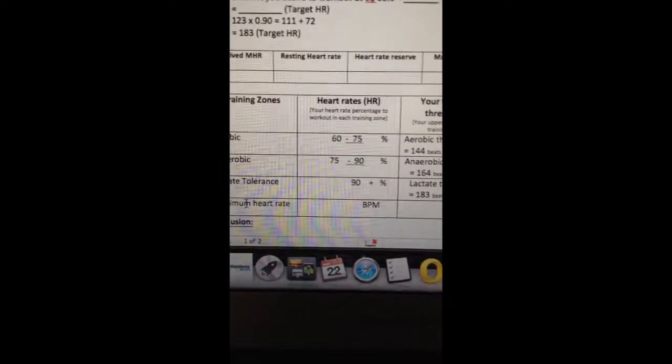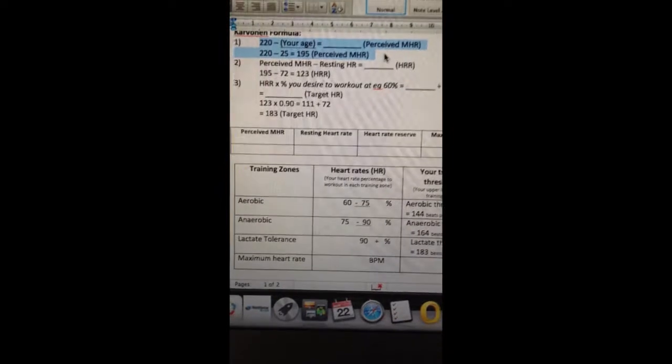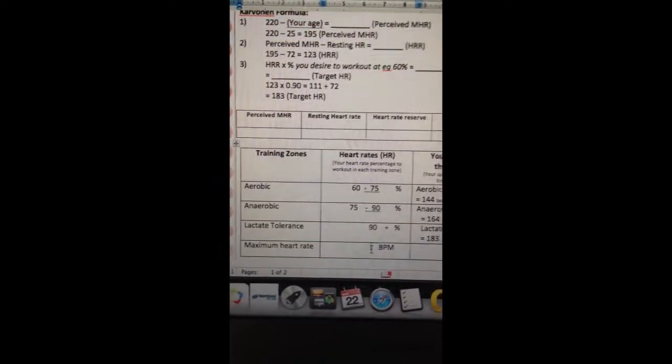Guys, this one down here is probably the easiest thing you've got for this assessment. It's your maximum heart rate. You know from up here that your maximum heart rate is 220 minus your age. So 220 minus your age, which for me is 25, is 195. Okay, for most of you it'll probably be about 205.